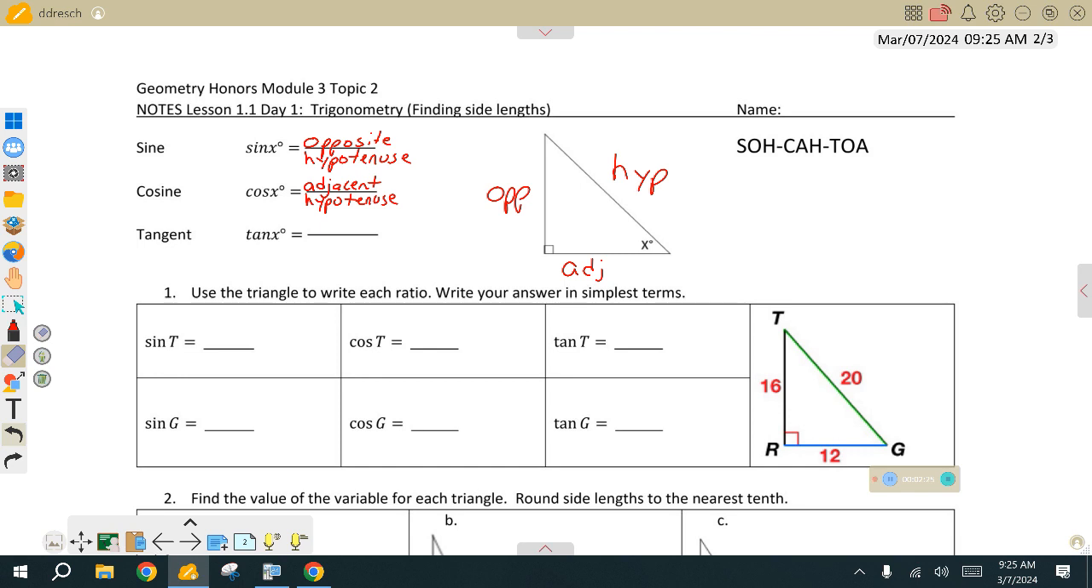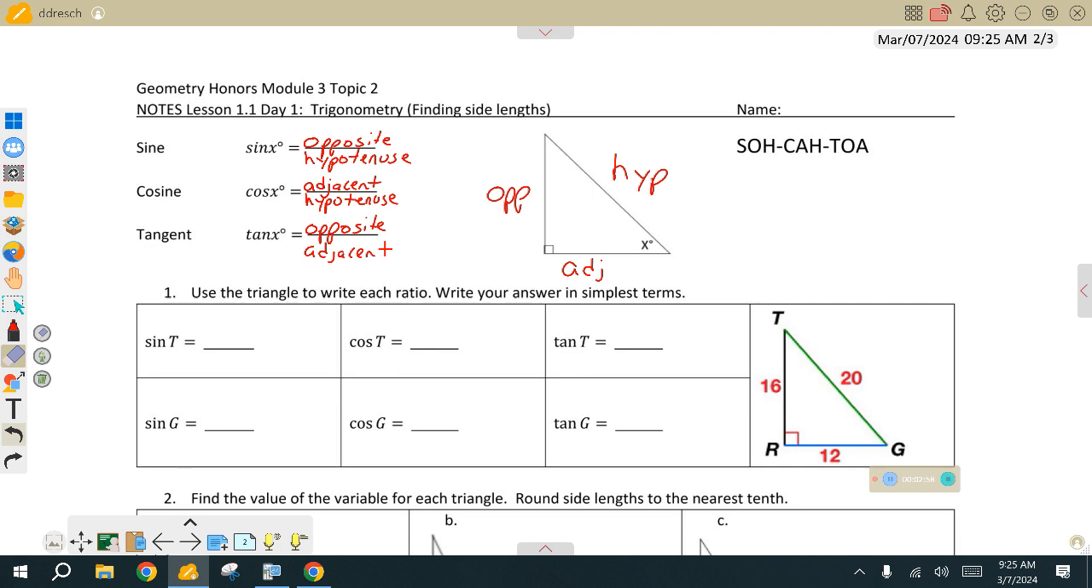And then the last one is tangent. And what do we say about tangent? Opposite over adjacent. That's the TOA part, okay? And again, you don't necessarily have to use the mnemonic device. TOA tells you the order of the numerator over the denominator. So opposite over adjacent. The opposite side over the adjacent. If I can spell adjacent. I did not spell that right, did I? I spelled it right the second time. The adjacent.